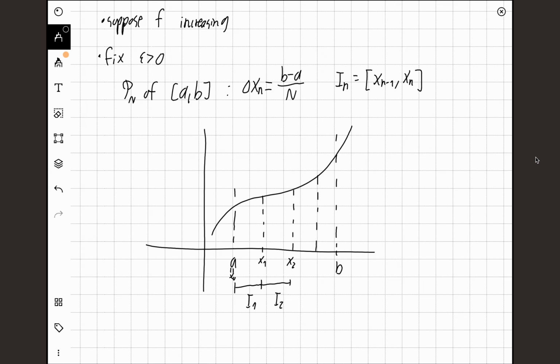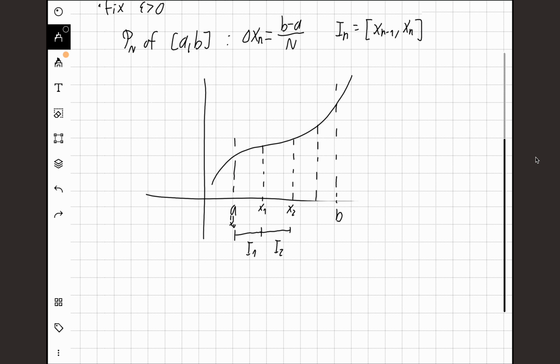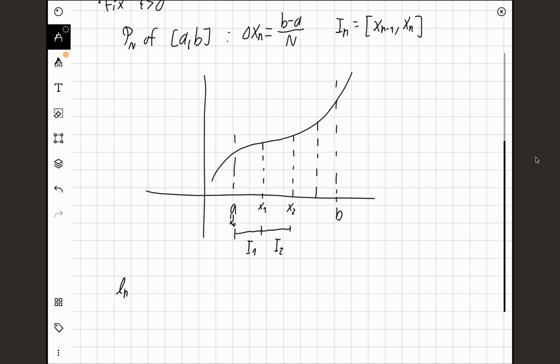And now, on every single interval, because f is increasing, I can say something special. Again, we can see our function f is increasing. So if I focus on this interval over here, I'm trying to find the maximum and the minimum of the function. Let me go down a little bit. I can define ln and un for every interval In. I can define a minimum and a maximum, or an infimum and a supremum, on each interval.